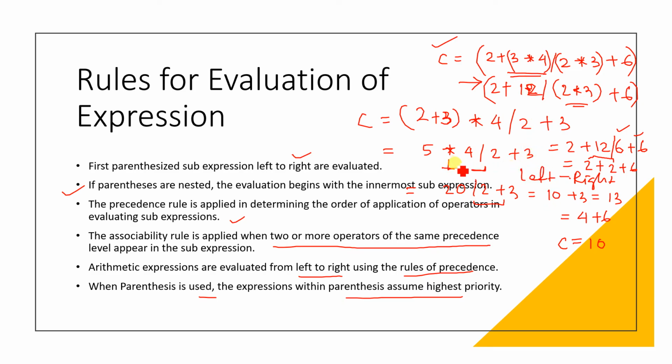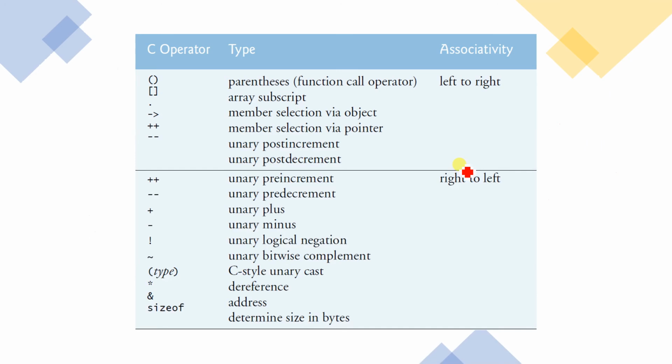Now I am using the table that will show you what is the precedence and associativity rule. For an example, here all these operators have same precedence, okay, but their associativity rule is left to right. If these operators are available in a single expression, then you need to execute from left to right, and it has the highest precedence as compared to any other operator. So this is the highest precedence, that is bracket, your member selection via object.